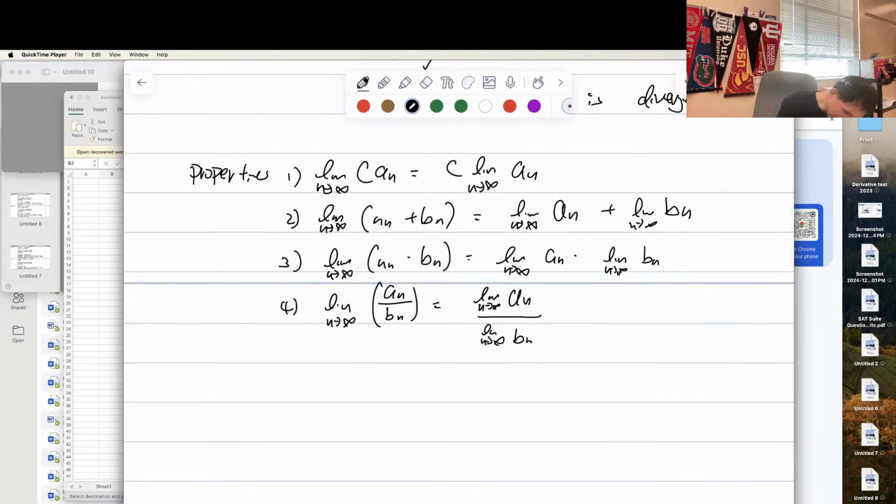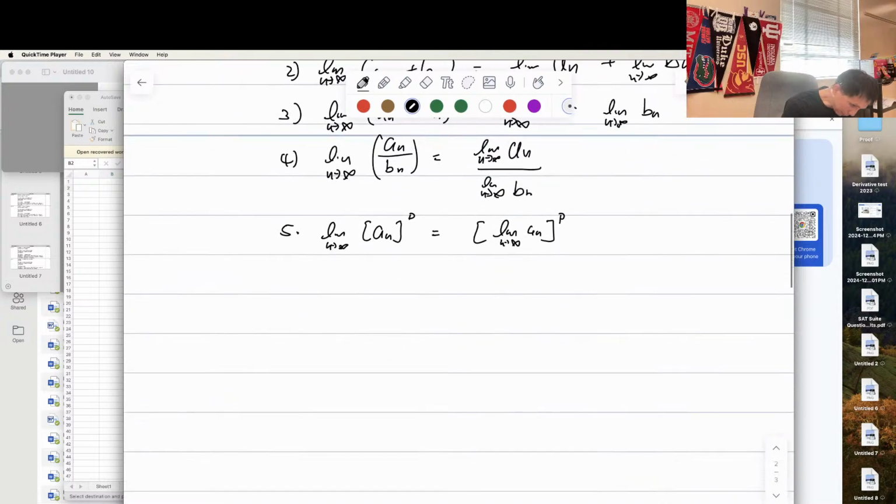Same thing as 5, which is the limit as n approaches infinity of (a_n)^p. That you can say is equal to the limit as n approaches infinity of a_n, raised to the p. Like I said, any of those are very, very easy to understand. Basically, it's just saying you can make it up.